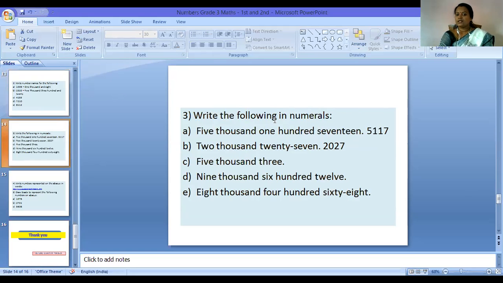We have to learn how to represent the numbers wherein they are given in words and you have to represent them in numerals. So we have five thousand, so 5 is in the thousands place. One hundred, so 1 is placed in the hundreds place. Seventeen, so 1 and 7, so it is 5117. Same goes for one thousand twenty-seven. So we have 1 in the thousands place. We don't have any digit in the hundreds place, so we give it as 0. Next comes 27.